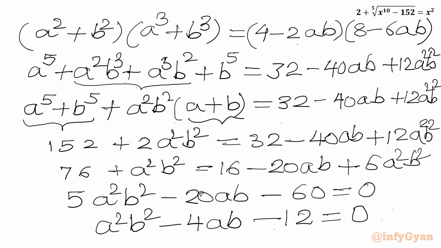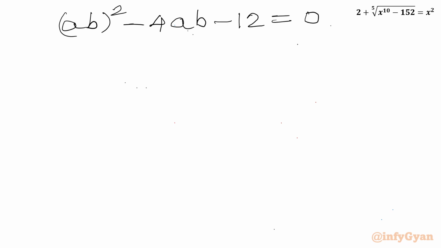Let me write the equation here. I will write AB whole square minus 4AB minus 12 equal to 0. Now we can write factors of 12 as 6 times 2. And if I subtract 2 from 6, we will get the middle term coefficient 4.